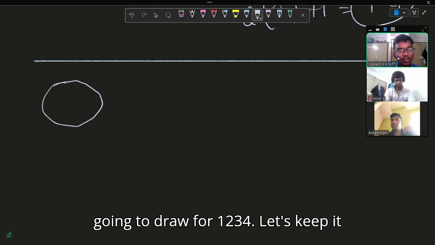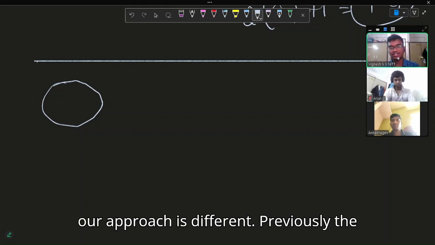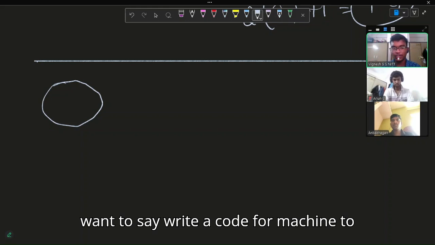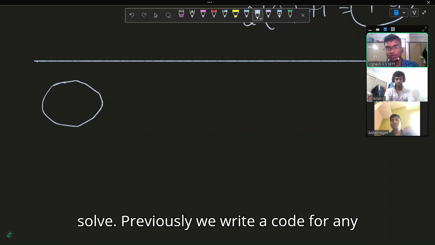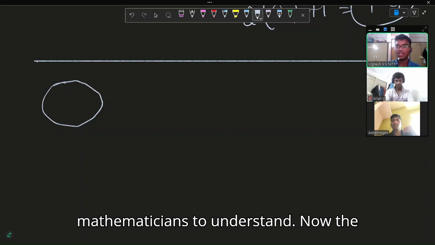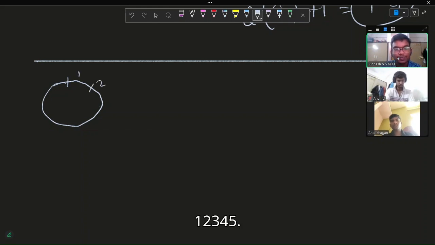Now we are going to draw for 1, 2, 3, 4. Let's keep it simple: 1, 2, 3, 4, 5. We'll start with that. Now our approach is different. Previously the approach was different: we wrote code for mathematicians to solve or understand. Now the machine should learn and understand. So we will write for that purpose. We'll write 1, 2, 3, 4, 5.